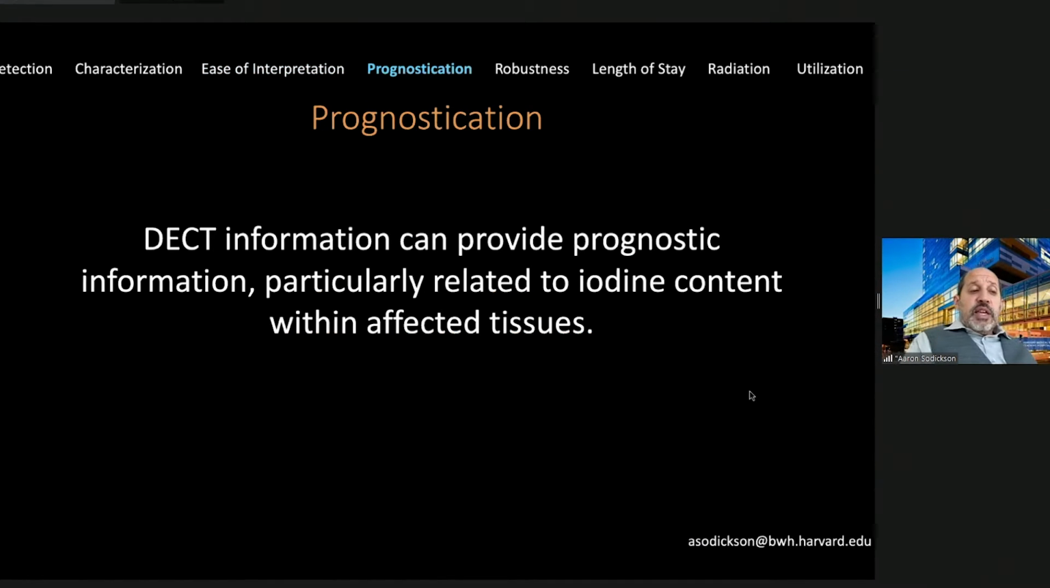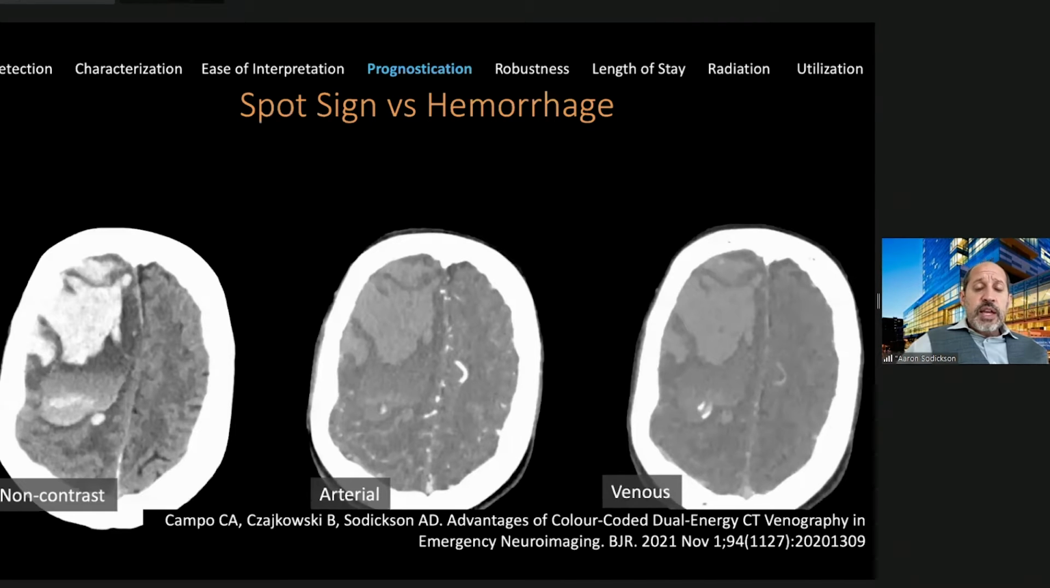Let's move on to prognostication. There are areas in which dual energy can provide prognostic information for us, particularly related to the iodine content within affected tissues. Here's a patient with a large intracranial hemorrhage. We have a multi-phase scan, and we can see, if we're paying close attention, that we have a spot sign with the appearance of contrast on the arterial phase that grows and distributes on the venous phase.